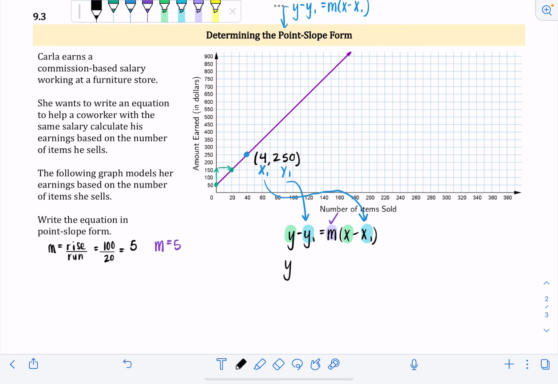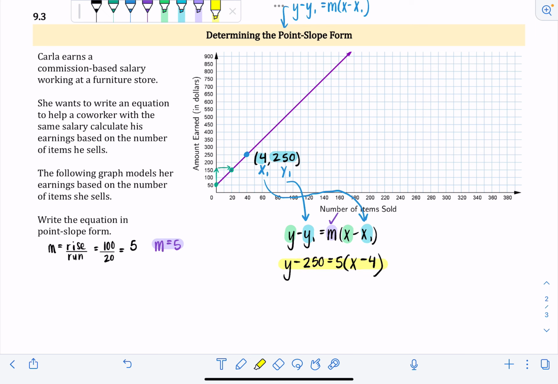So altogether it would be y minus y1, which is 250, equals m, so we found that over here, that was 5, so equals 5 times x. Remember the regular x is just staying the same, just like the regular y stayed the same, but for x1 I have to put in 4, so minus 4. And then this is point slope form, so we don't do any simplifying beyond this, we just leave it as is. So it's y minus 250 equals 5 times x minus 4.